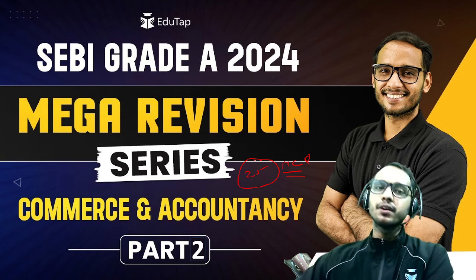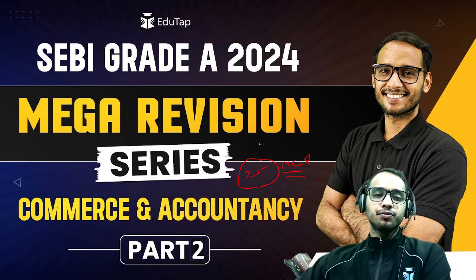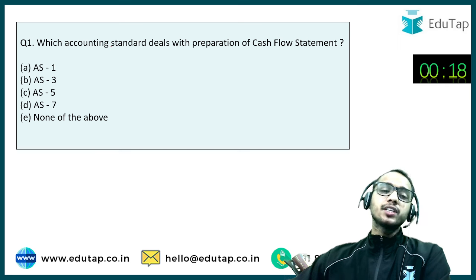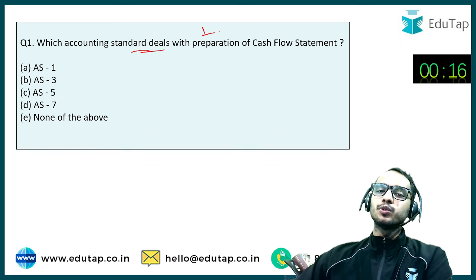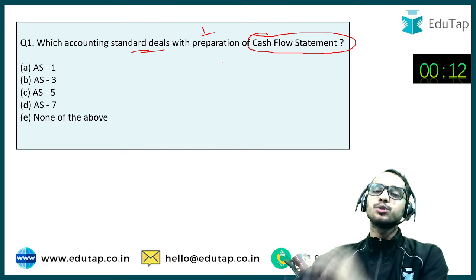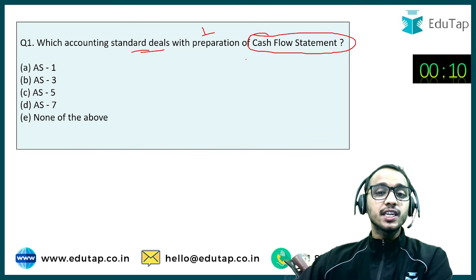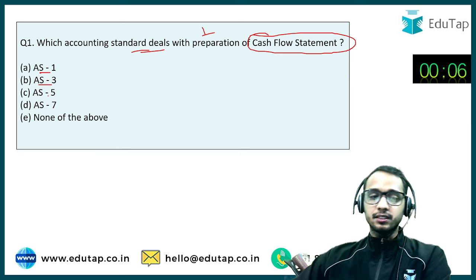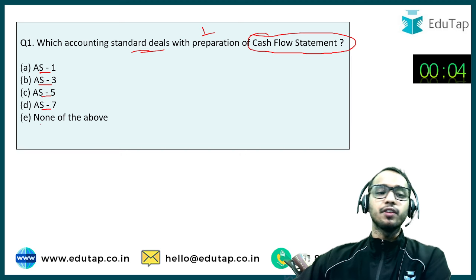Okay, so without delaying further, let's directly jump to the first question of the day, which is: which accounting standard deals with the preparation of the cash flow statement? Cash flow statement is in your syllabus, so you have to tell me which accounting standard deals with the cash flow statement. AS1, AS3, AS5, AS7, none of the above.